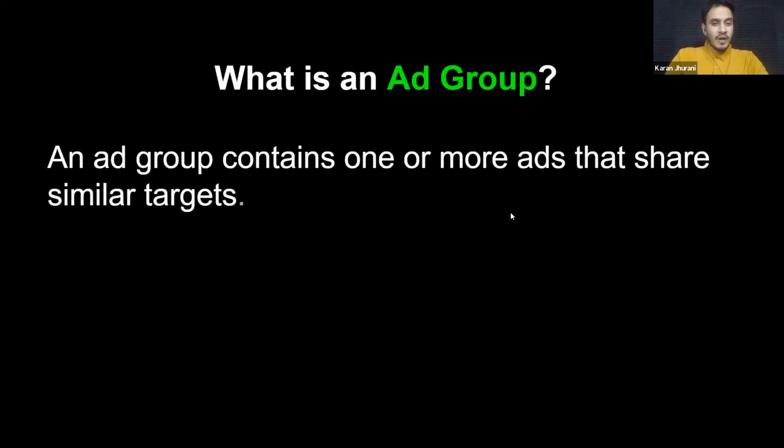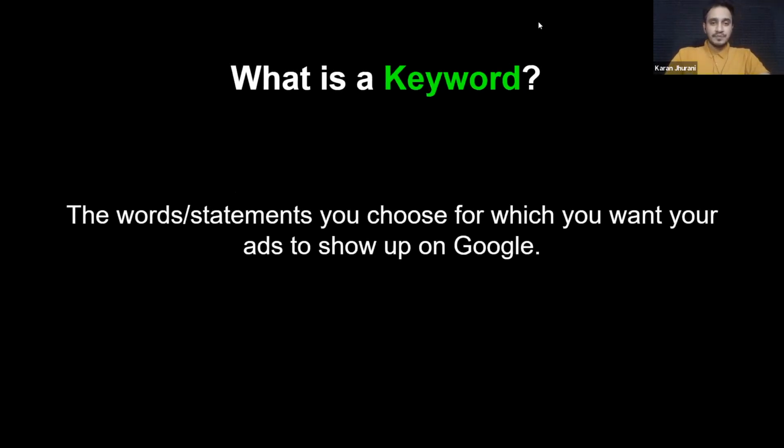What is the ad group? An ad group contains one or more ads that share similar targets. In simpler words, as discussed, you can consider this as a placeholder. This is inside a campaign, right? Your ads, keywords, and everything will sit in the ad group. You cannot just have it in a campaign. Inside a campaign, you'll have an ad group. Inside the ad group, you'll have keywords, ads, search terms, and stuff like that.